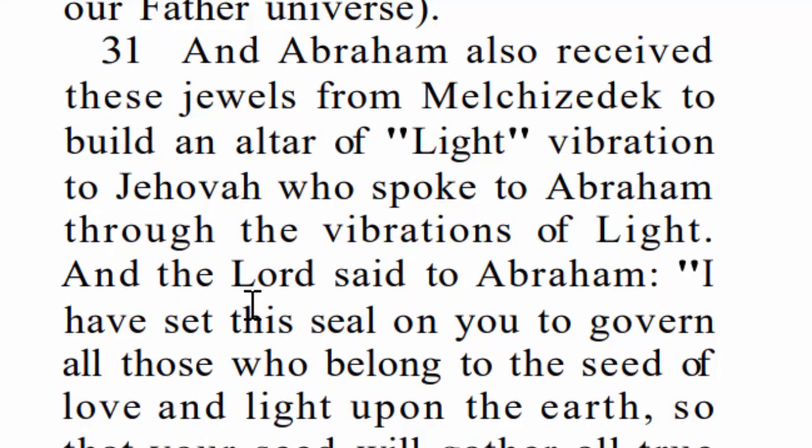But anyway, let's look at verse 31. It says, and Abraham also received these jewels from Melchizedek to build an altar of light vibration to Jehovah, who spake to Abraham through the vibrations of light. So this is Shem. Melchizedek is Shem. And so Abraham got these Urim and Thummim from Shem. And so this is how Abraham was able to communicate with our Father.